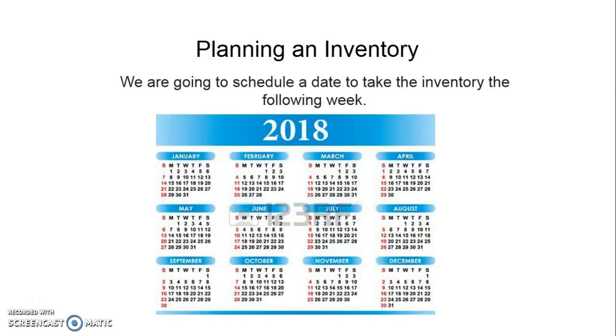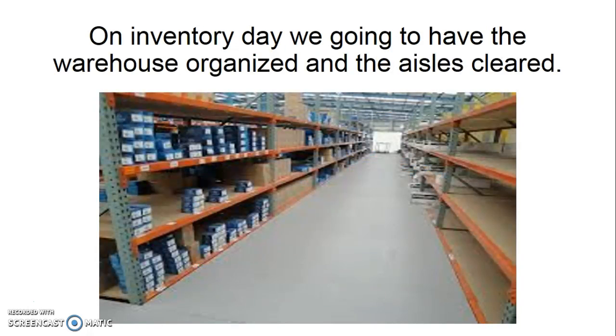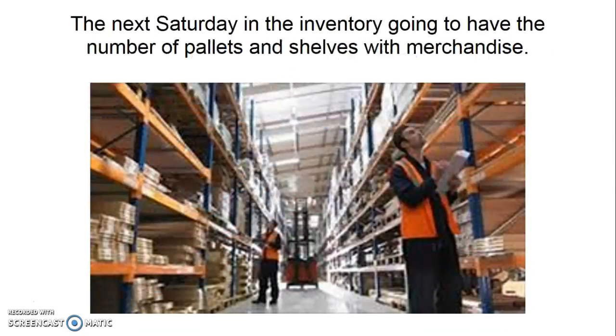Activity number 1. Planning and inventory. We are going to schedule a day to take the inventory the following week. On inventory day, we're going to have the warehouse organized and the aisles cleared. The next Saturday in the inventory, we're going to have the number of pallets and shelves with merchandise.